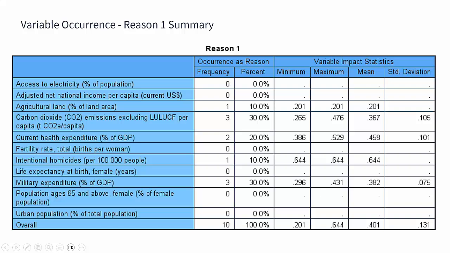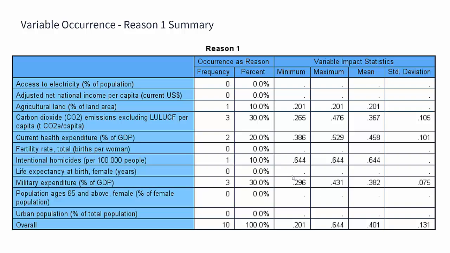And lastly, we come to a series of 3 tables, each one related to the 3 different reasons that we asked it to report back on, which simply tell us how often the different variables occur within each of the reasons. So we can see here, for example, that if we're looking at reason 1, how often among the 10 anomalous countries we asked it to select for us, access to electricity and income per capita never occurs within reason 1, whereas CO2 emissions occur 3 times out of 10, current health expenditure occurs twice out of 10, intentional homicides only occurs once, military expenditure occurs 3 times.